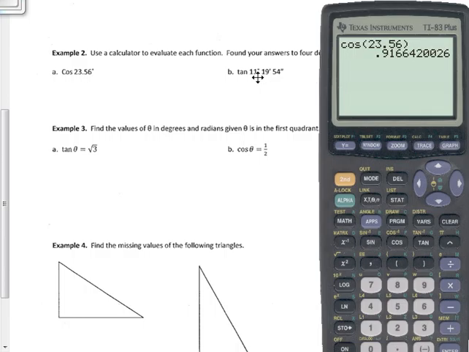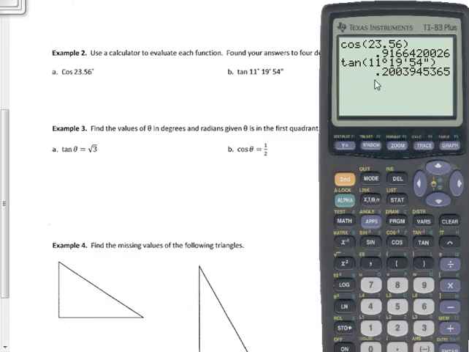Part B, the tangent of 11 degrees, 19 minutes, 54 seconds. So the tangent of 11 degrees. Degrees was under angle. And then 19 minutes, again, minutes under angle. And 54 seconds. Seconds is way down here by memory. I'm still in degrees, so I want this to be in degrees, and I get an answer of 0.20.